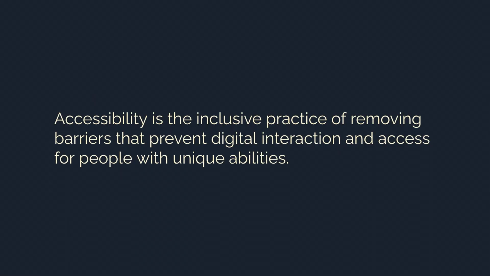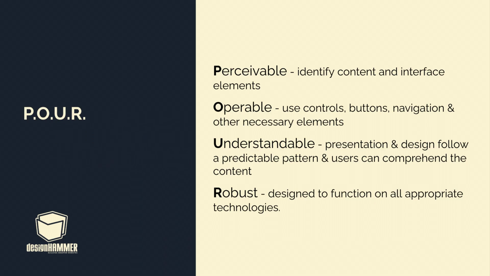So accessibility is the inclusive practice of removing barriers to digital interactions and access for people with unique abilities. There's an acronym that's common in the industry. It's POUR: perceivable, operable, understandable, and robust. It's the guiding principles around making content accessible.